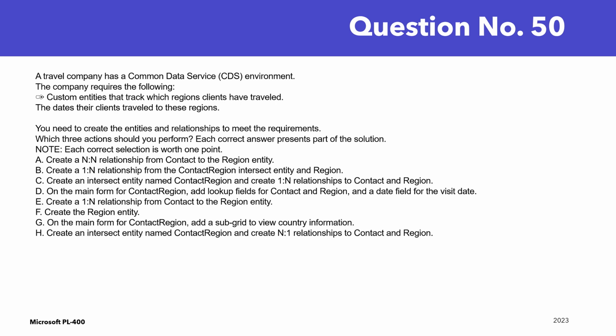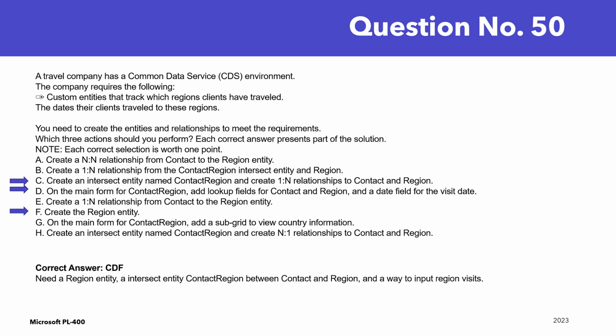F. Create the region entity. G. On the main form for contact region, add a subgrid to view country information. H. Create an intersect entity named contact region and create 10:1 relationships to contact and region. Correct answer, C, D, F.